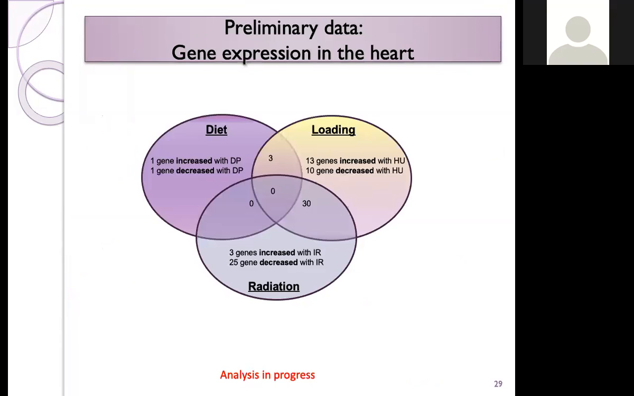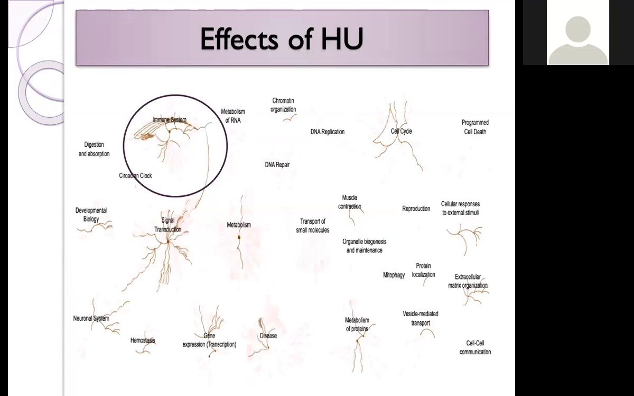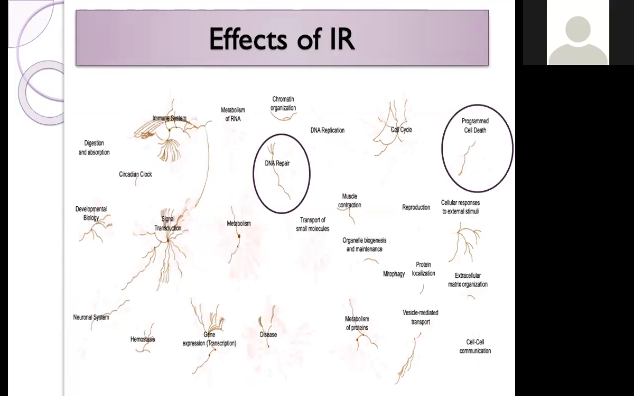The analysis is still in progress, but we have some preliminary pathway analysis. So the effects of HU. Here the pathways in brown are the ones that are affected, and you can see different pathways involved, but particularly the immune system and signaling to infection as well. The effects of radiation activate DNA repair and apoptosis, as expected.